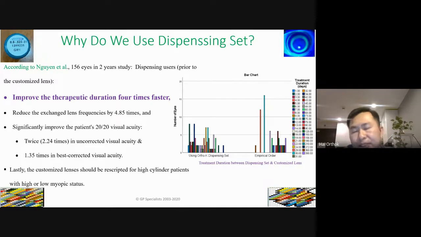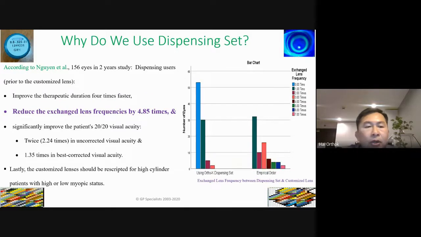20/80, then you customize the lens. And that's where you can get a better correction on your therapeutic treatment for the patient. Well, and if you use a customized lens, we see that practitioners who use the dispensing set improve the frequency of exchanging lens. Over here, we see the dispensing set users did not change the lens for a lot of cases. And there's more lens exchange with the customized lens for those who use the customized lens.